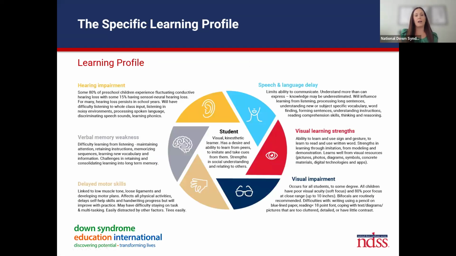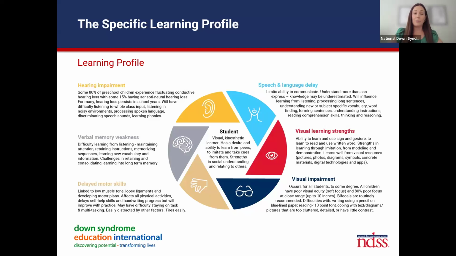So here is the snapshot of the specific learning profile. We're going to go into each of these sections in detail in the coming slides. This graphic is available on our website. All of our resources are always free and downloadable. This is a great thing to share if you're a parent, to share with your IEP team; if you're a teacher, to share with other educators or specialists that might work with a student with Down syndrome in your school, or even just to be aware of some of these snapshots of what works best for students with Down syndrome.